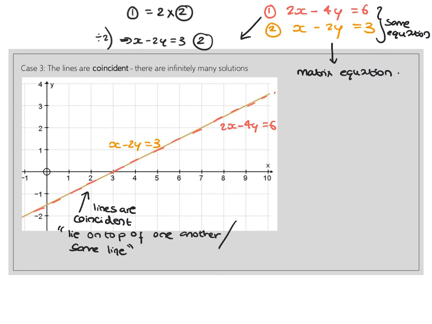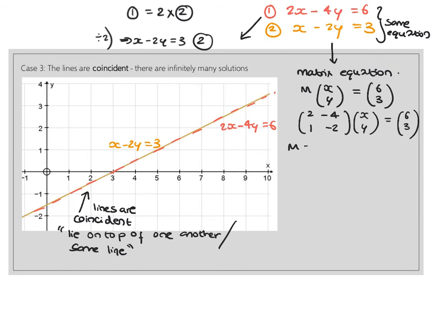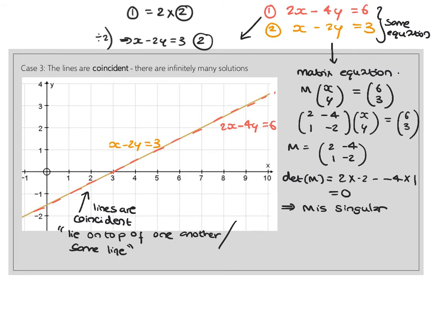So, remember, we're looking for a matrix equation M(x, y) in this case equals (6, 3). So my matrix M is (2, -4; 1, -2), being applied to (x, y). So M is equal to this matrix. Now the determinant of M, and I think you know what's going to happen here, is going to equal 0. So again, M is singular, which means M^-1 does not exist.